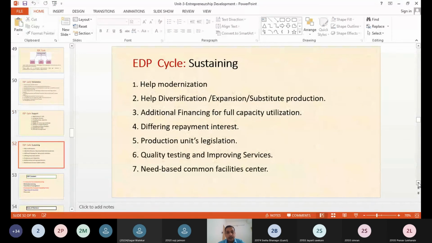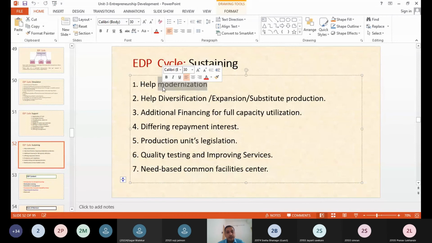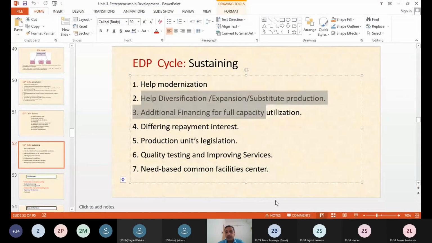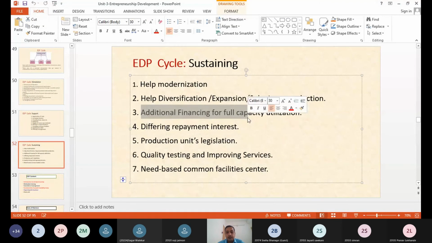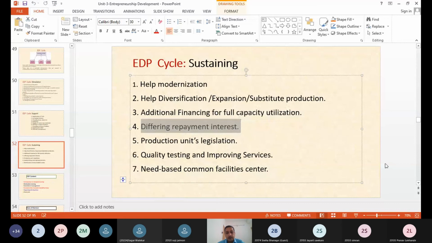The third phase of the EDP cycle is sustaining. Once the enterprise is well established, support is provided for sustaining in the market for survival and growth. They are helped with guidance in modernization of their enterprise. They are helped with diversification, expansion as well as substitute production. Additional financing is provided for full capacity utilization. Deferring repayment interest means these entrepreneurs are provided with the facility of flexible repayment of the interest.